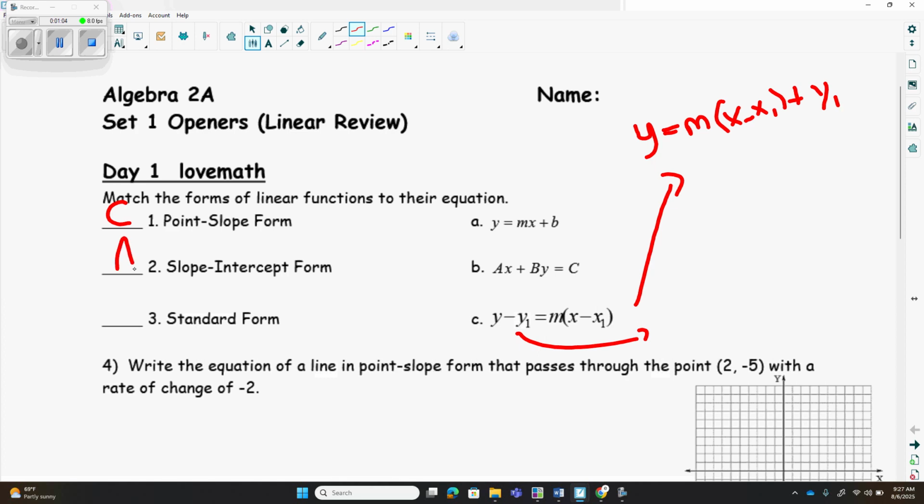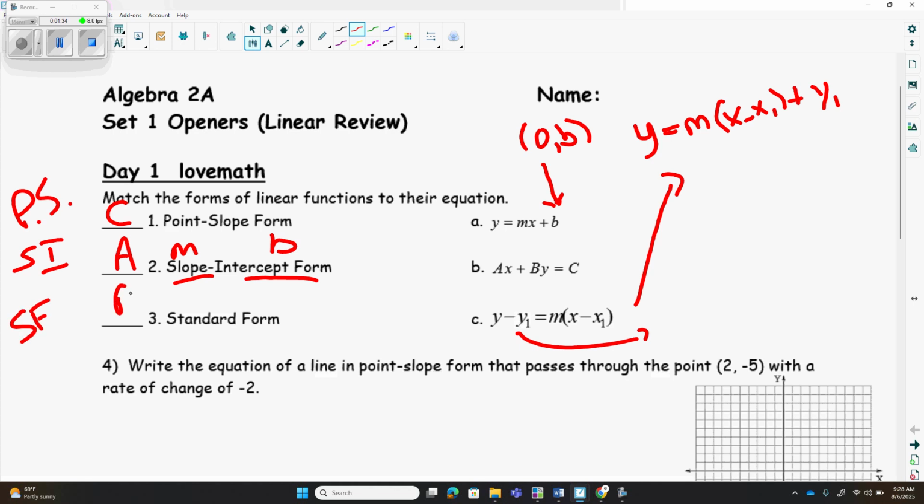All right, so now I'm going to go with slope-intercept form, which is A. The slope is your letter m, and your intercept is your b. So in this case, if I was going to write an intercept, it would be 0, b, your y-intercept. Whatever that number in the back is. I call this SI form, slope-intercept. First one would be PS, and the last one would be SF, which is B, your standard form.